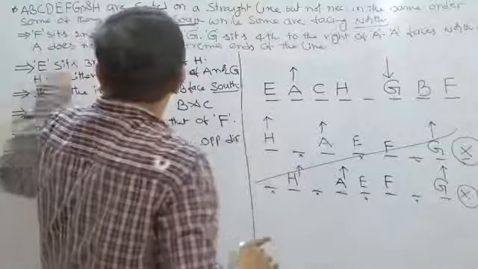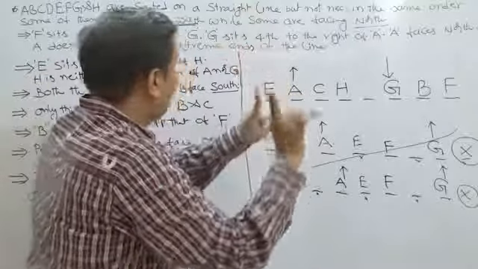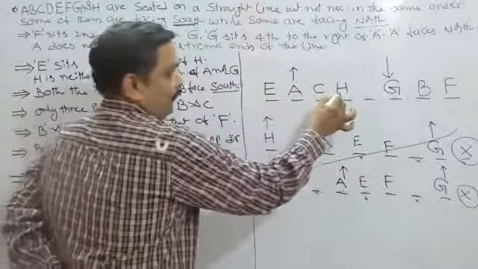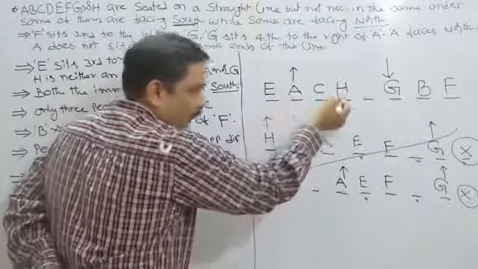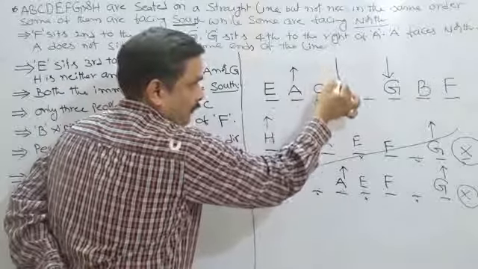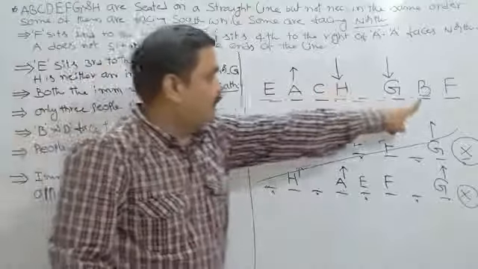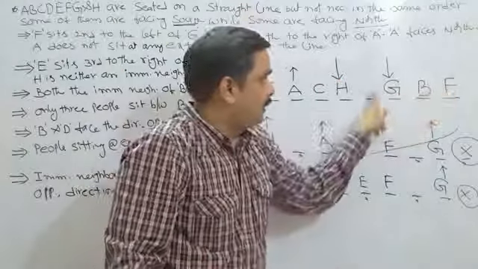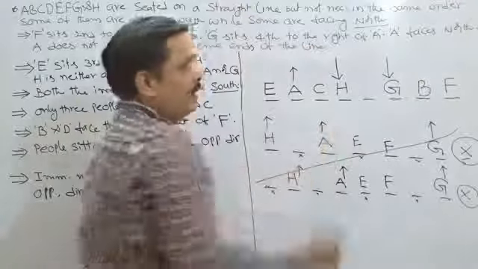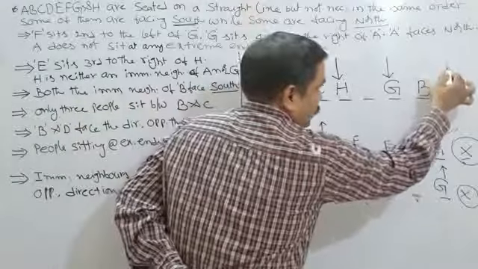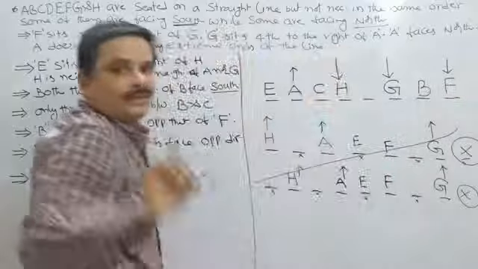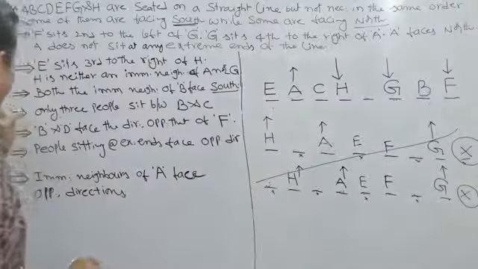Now the question is, E is third to the right of H. H is here. E should be third to the right of H. H should be facing south. You have to go in this way. And don't forget this information: both the immediate neighbors of B face south. Now it is already south. It should be south. This is the way, right? Then go for the next information.